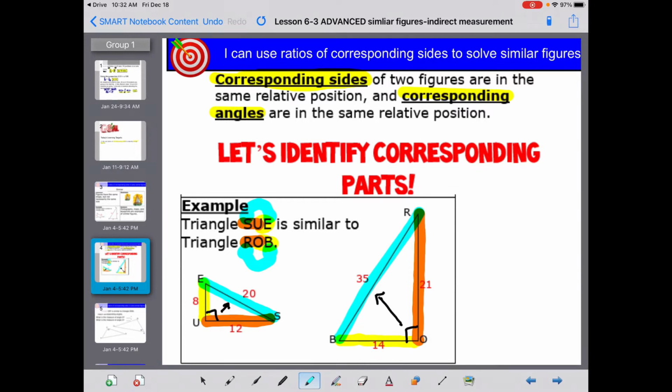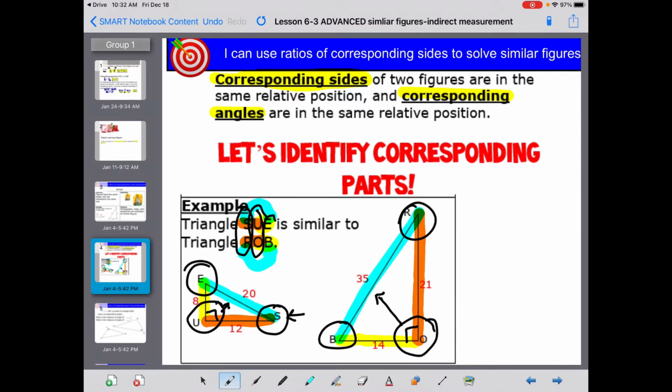That can help you. It also means that angle S and angle R are in the same spot, meaning they're both the smallest angle. Take a look. Look right here, angle S. Boy, that's a pretty small angle, isn't it? Look at angle R. It's exactly the same. It's also the smallest angle on the larger triangle. The same thing is true with angle U and angle O. Angle U, 90-degree angle. Angle O, 90-degree angle. And lastly, angle E and angle B also match.